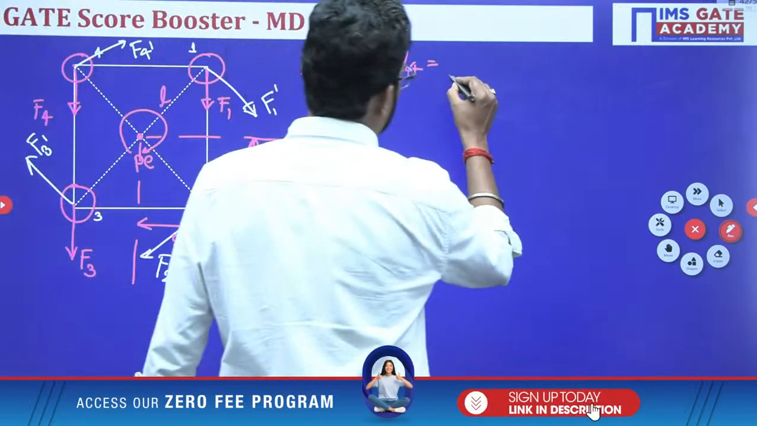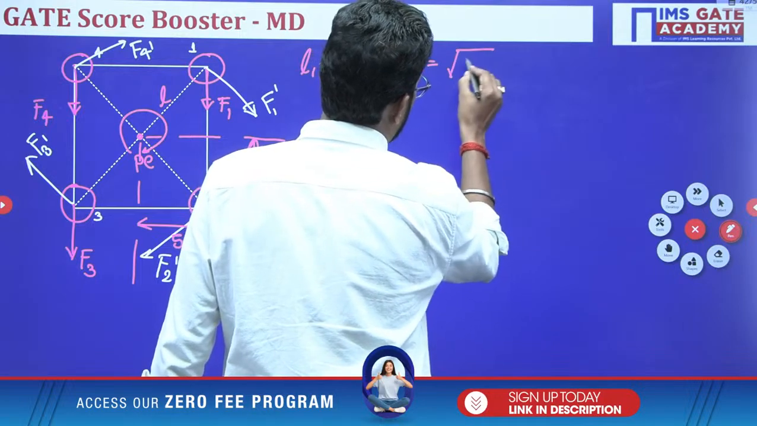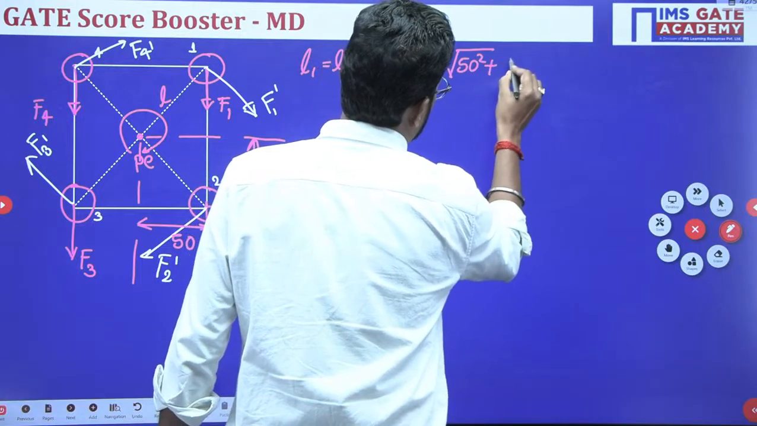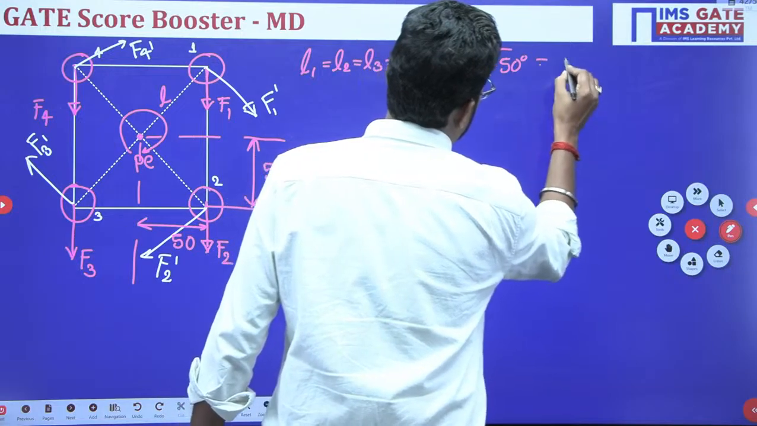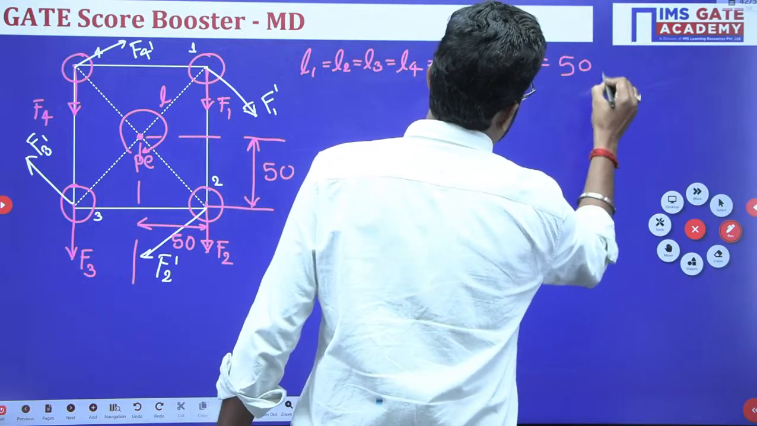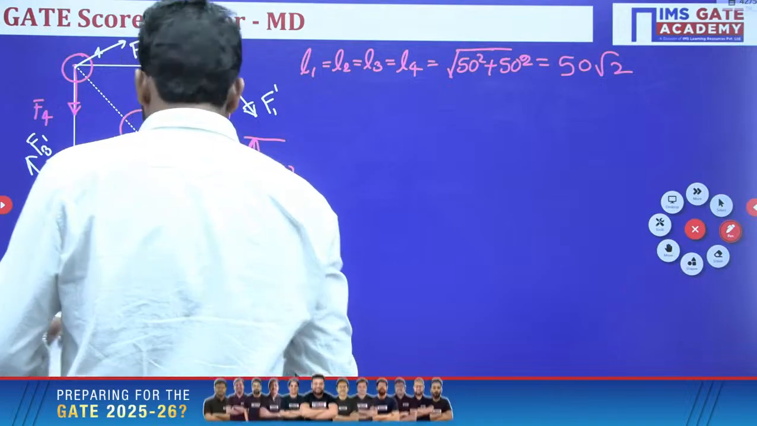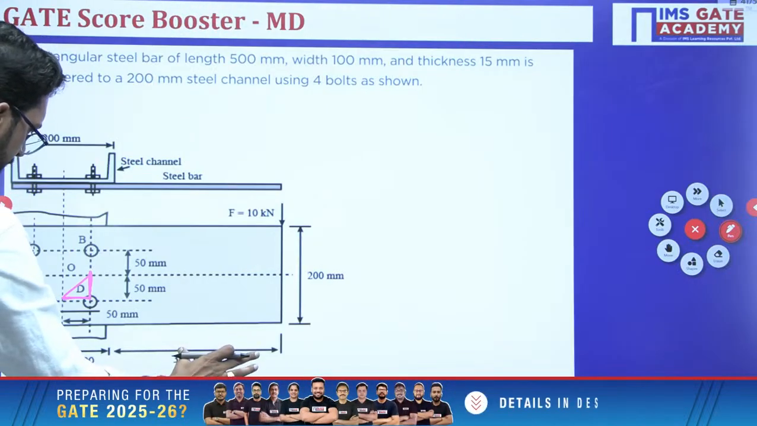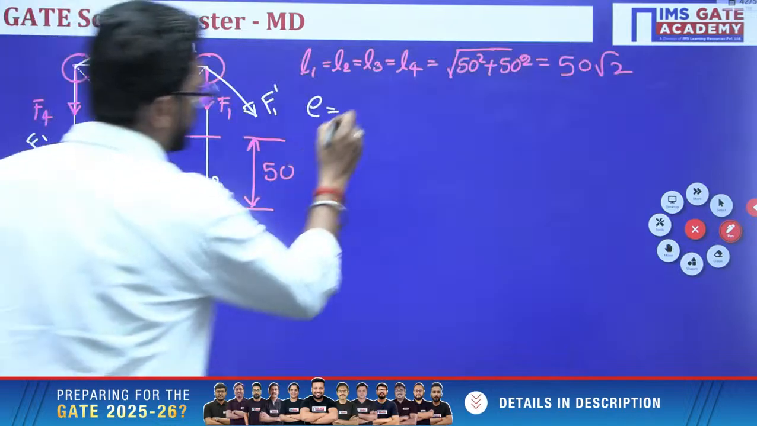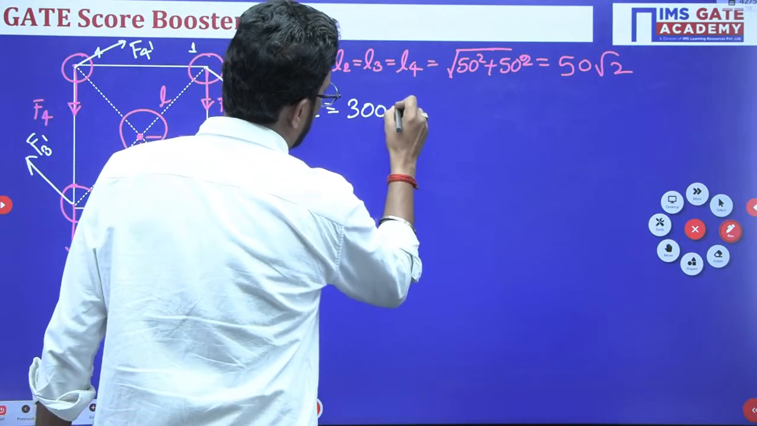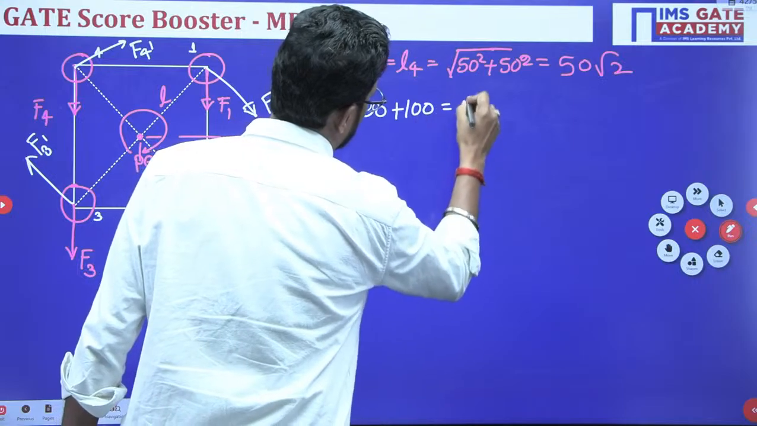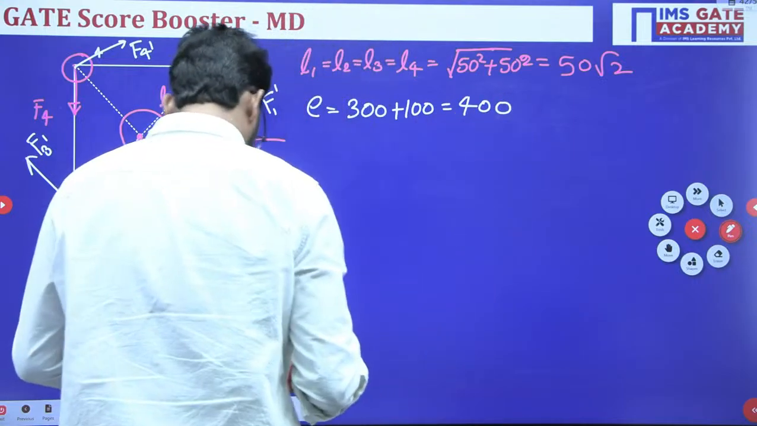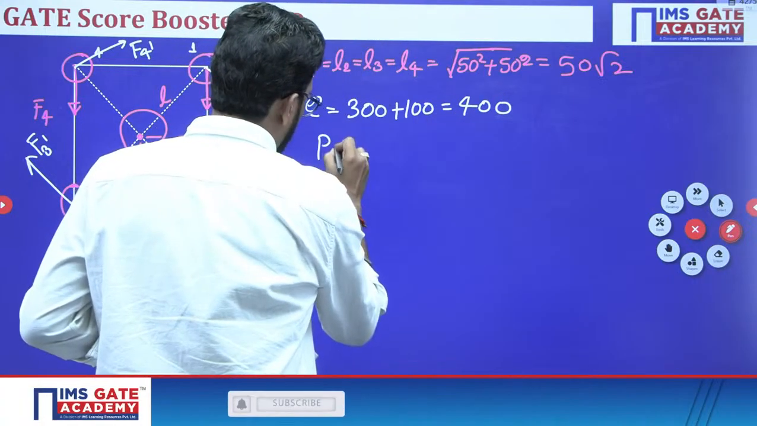So this is 50 square plus 50 square. So this is 50 root 2. This is L. Now what is the eccentricity here? See, eccentricity is 300 plus 100. 400 is the eccentricity. Okay. Load is 10 kilonewton.